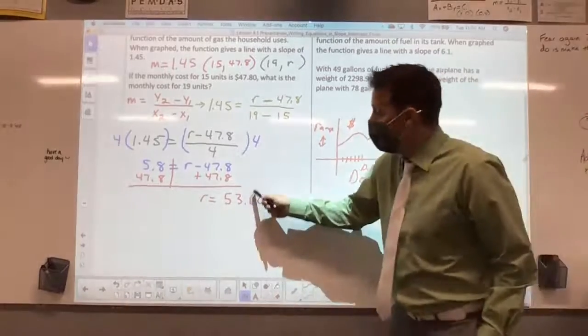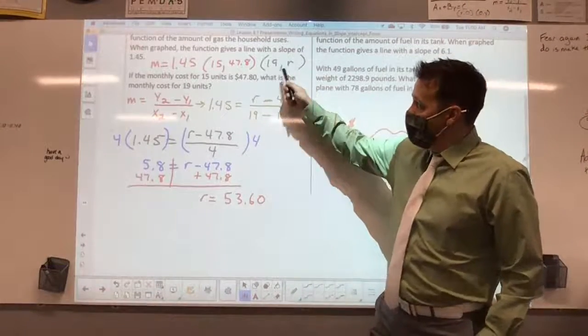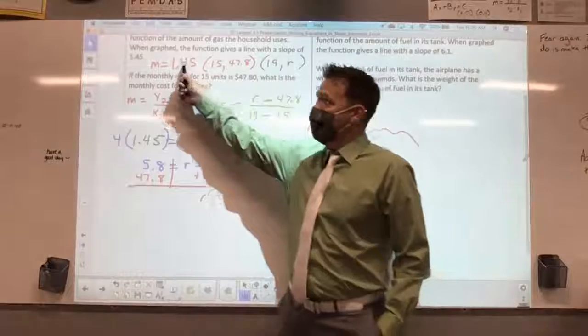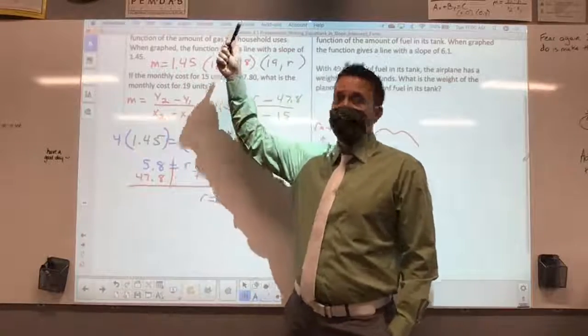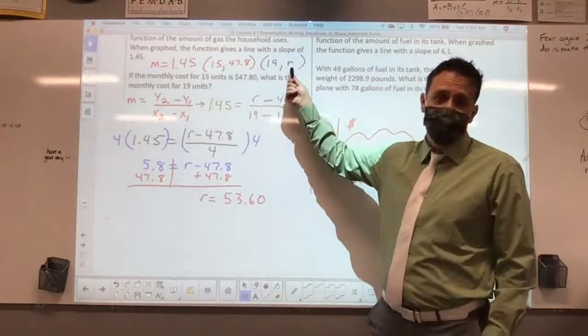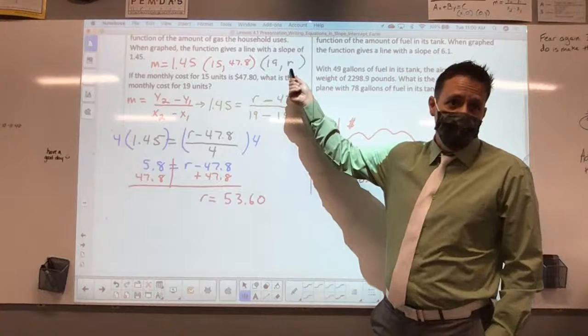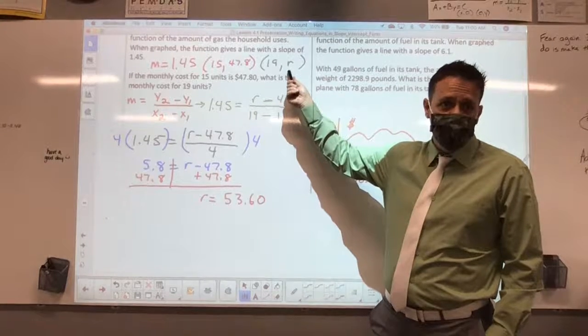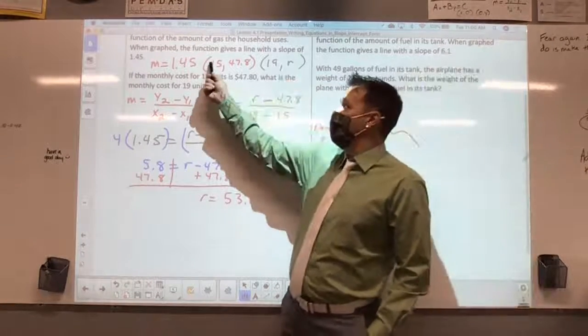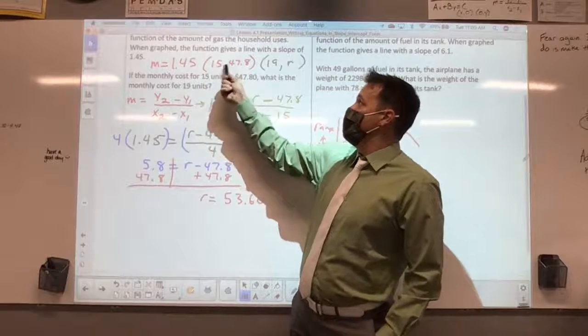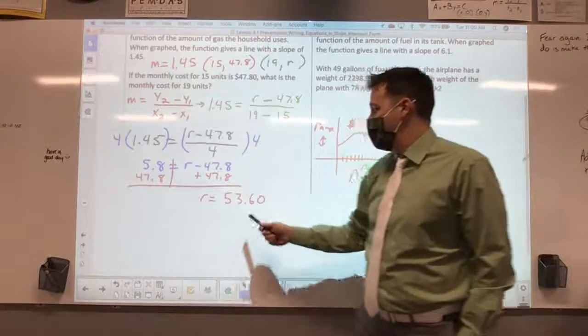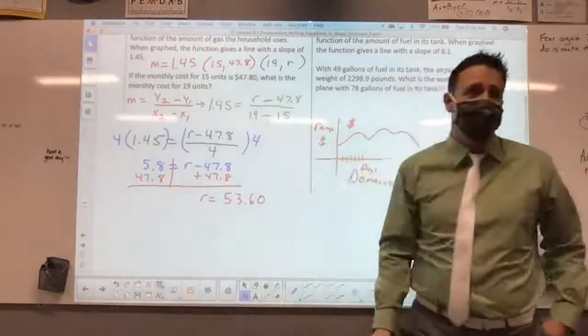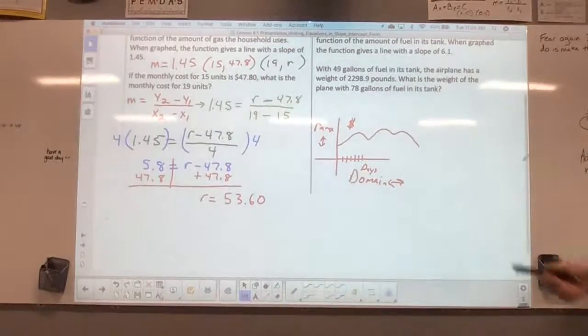If I go back to the original problem up here, if I'm at 15 and my slope is positive going up, should this number be bigger? Should it be bigger? The answer is yes. Because the more you sell or the more you use, the number is going to go up in your slope. So is this number bigger than that one? The answer is yes. You have to double check your work.